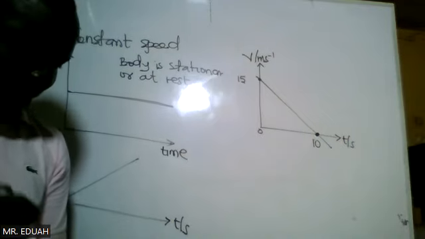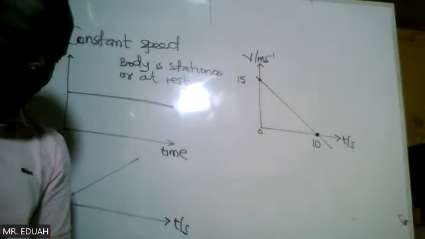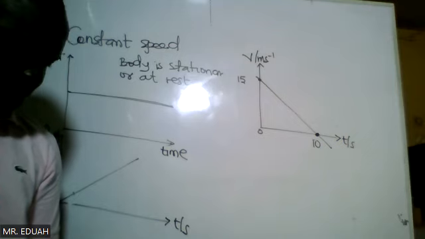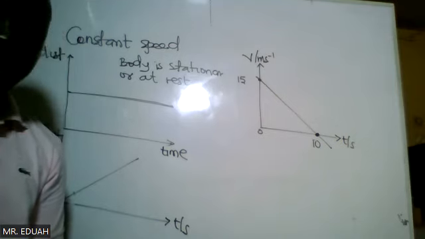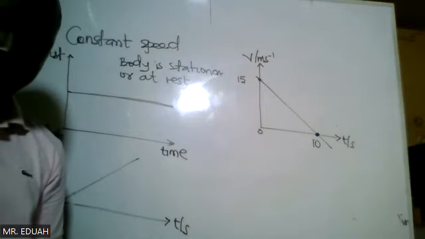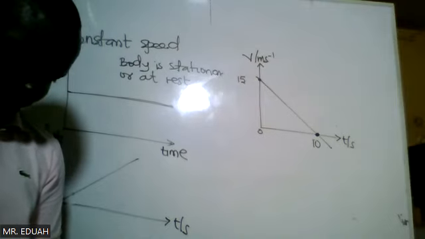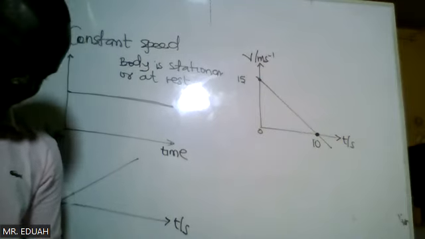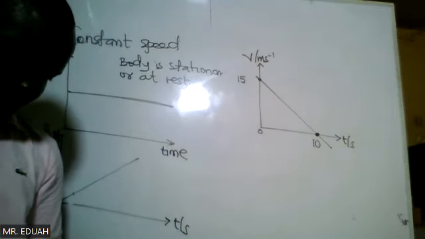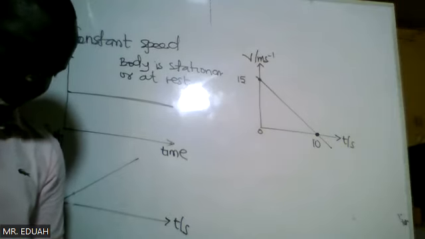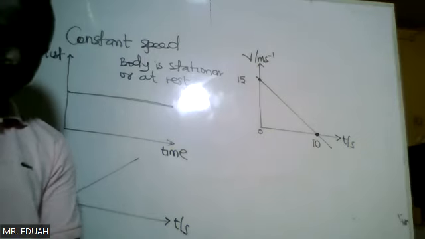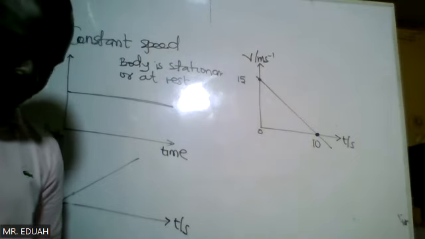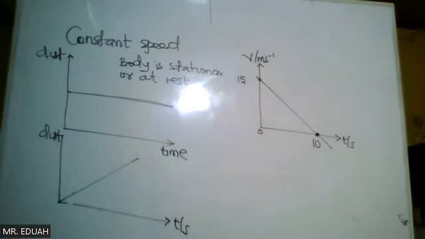A, car has an acceleration of 1.5 meters per second squared. B, car has a constant speed of 7.5 meters per second. C, distance traveled by car is 75. And D, average speed of the car is 7.5 meters per second. Which of the four options is correct?